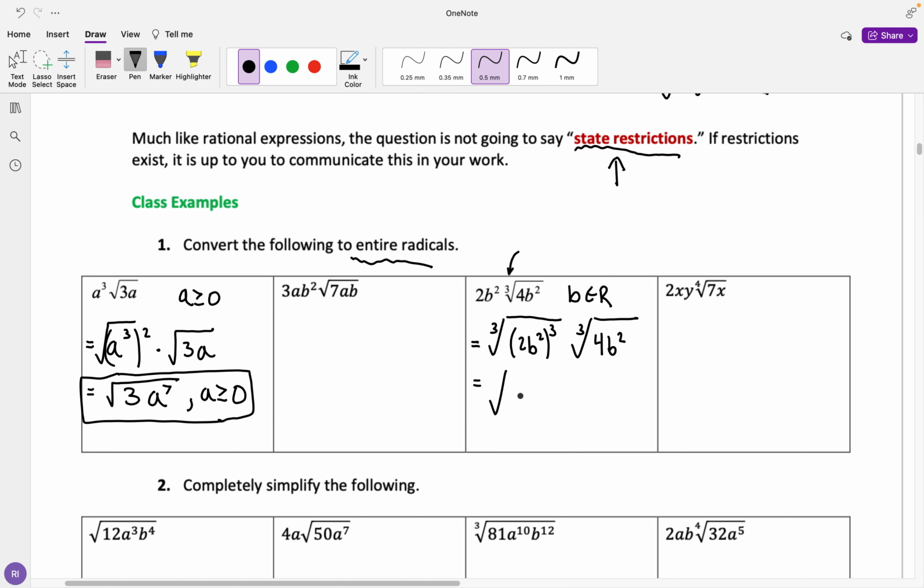Two cubed is 8. 8 times 4: 8, 16, 24, 32. b squared to the power of 3, that's b to the 6. And then add 2, b to the 8. And then the index remains 3. Add the restriction at the end.